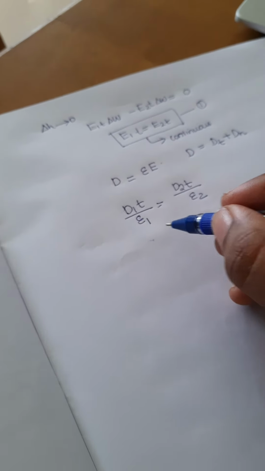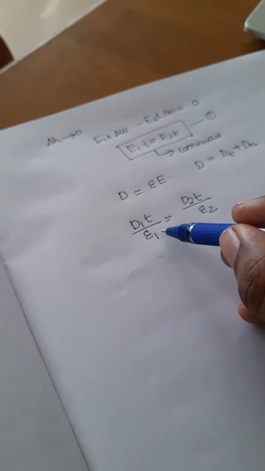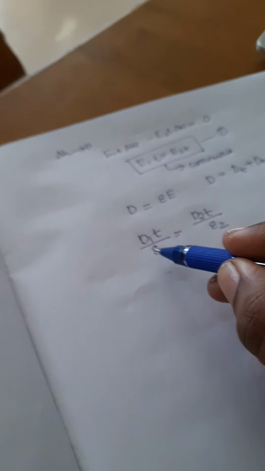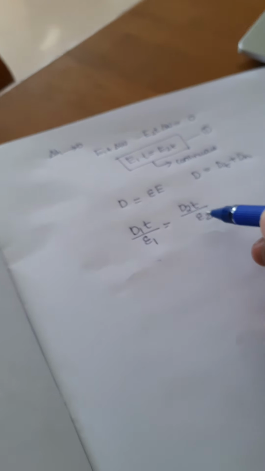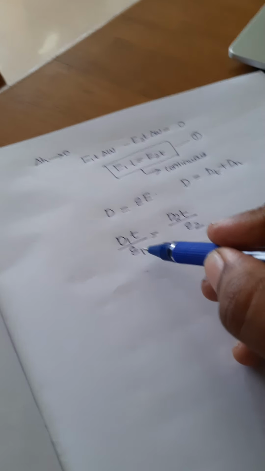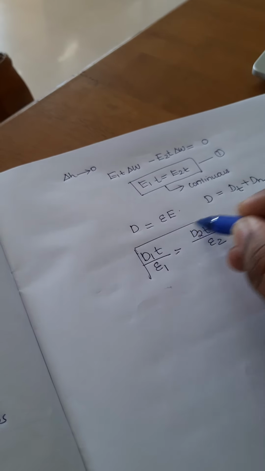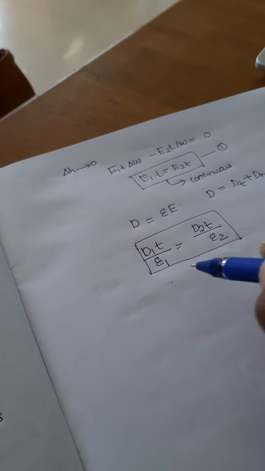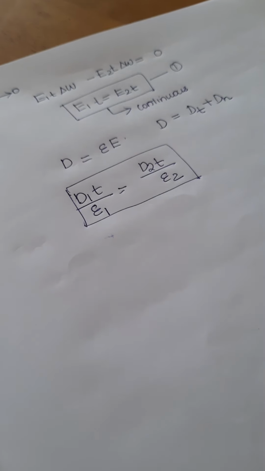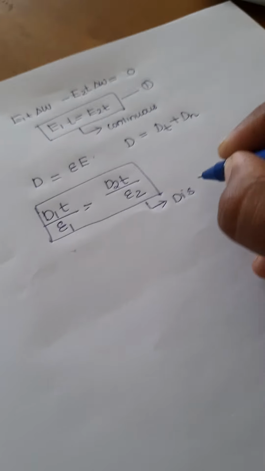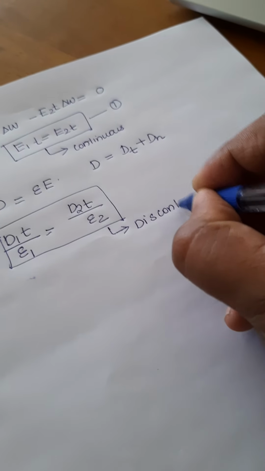In this we can say that the tangential component of the flux density is discontinuous across the boundary, or it may undergo some changes across the boundary. And this is another condition for the flux density, or we can say that Dt is discontinuous across the boundary.